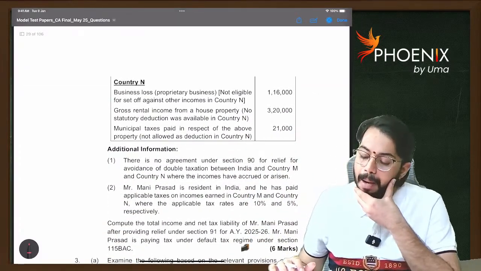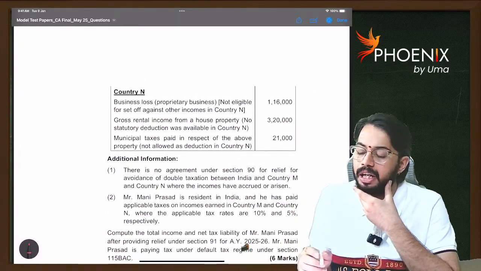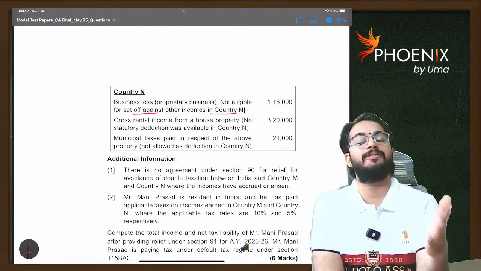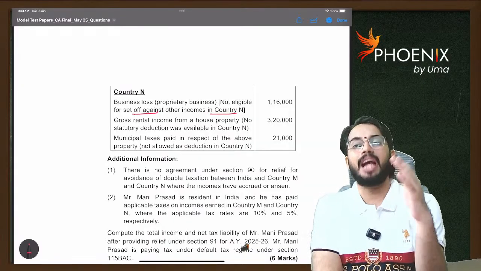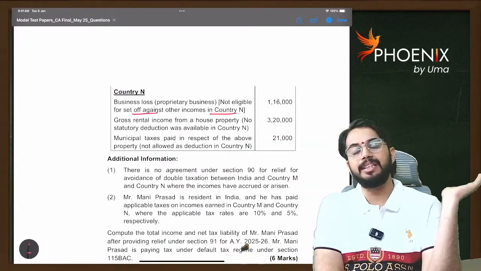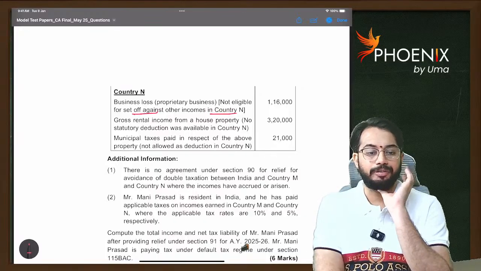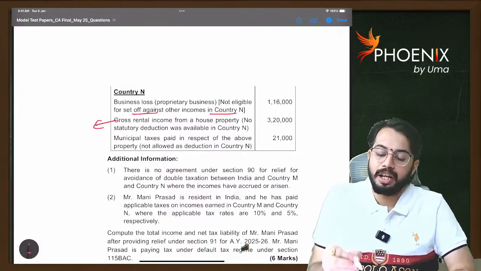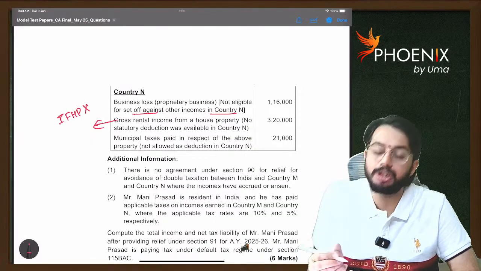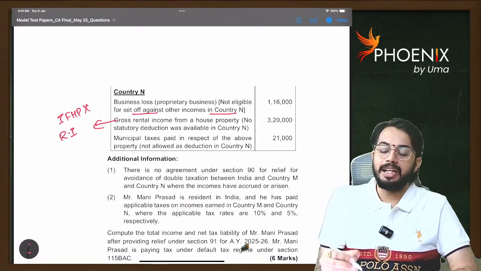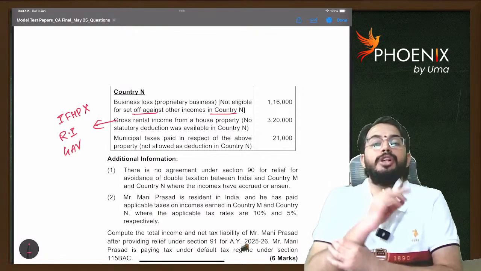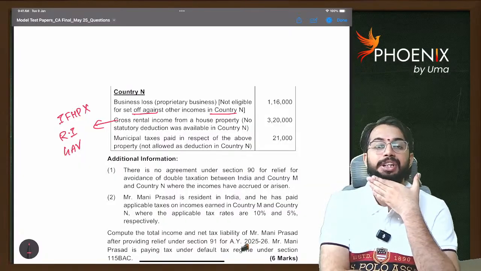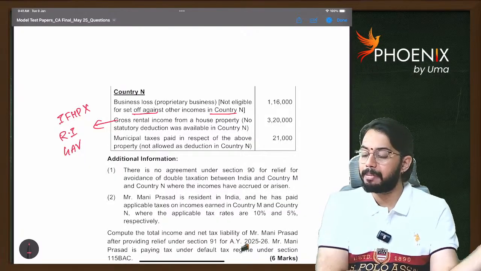Next, country N, business loss, proprietary business, not eligible for set off against other incomes in country N. Business loss is not eligible for set off in country N. But when we are calculating income in India, whatever the business loss is there, that is eligible for set off. Gross rental income, careful. Here he did not give income from house property. It is rental income, meaning gross annual value. From that you should claim municipal taxes. You should claim standard deduction at the rate of 30% under section 24A. Thereby you will arrive at income from house property.